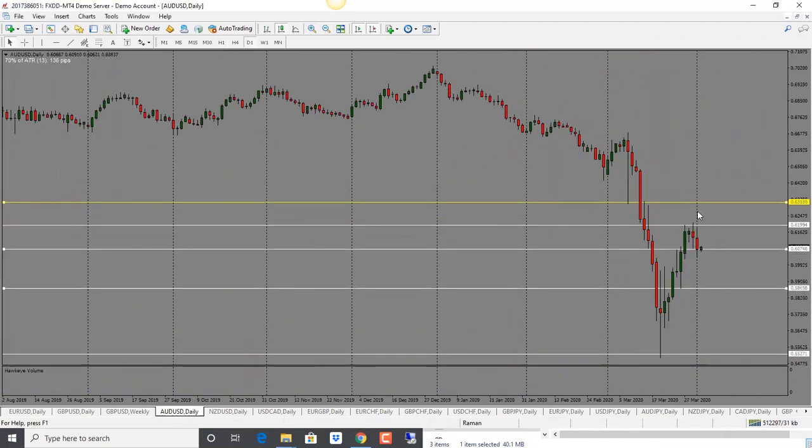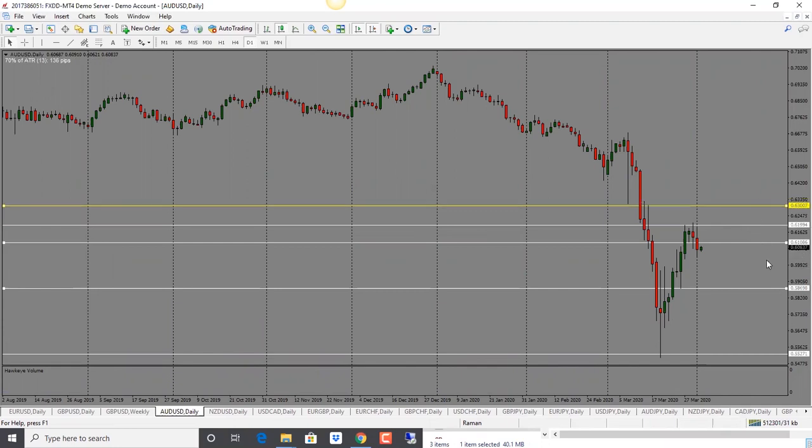Aussie dollar here, we had a nice bearish candle close here. Bias is to the downside. We could get a pullback into 0.6100 and then look for a further drop here.